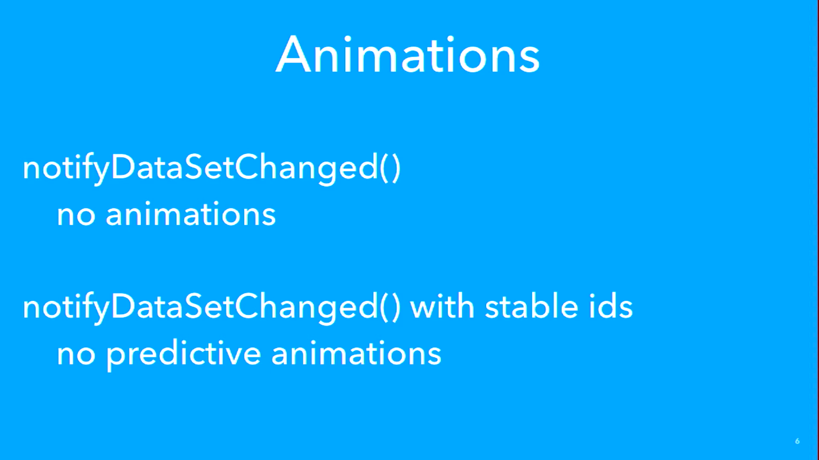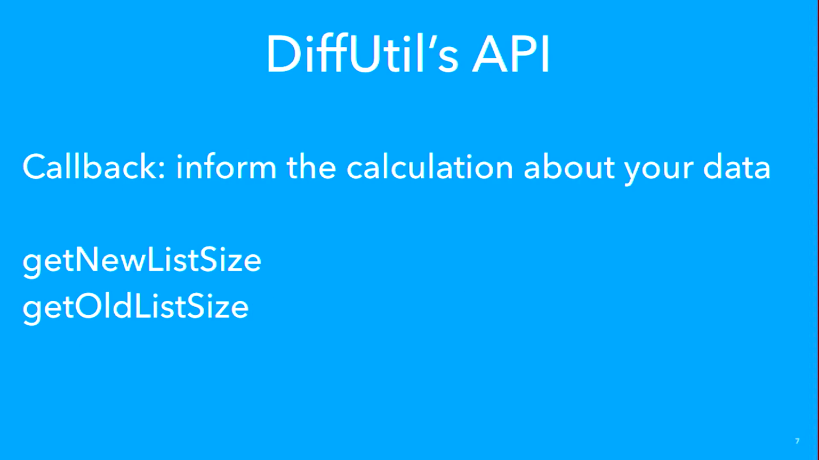So, DiffUtil's API. The first thing you'll notice in DiffUtil's API is DiffUtil.Callback. This is not really a callback, like it's not something you should do when this method is called. It's more of a provider. It's providing information to DiffUtil so that DiffUtil knows how to calculate the diff in your data sets. The first two methods are pretty self-explanatory: getNewListSize, getOldListSize.